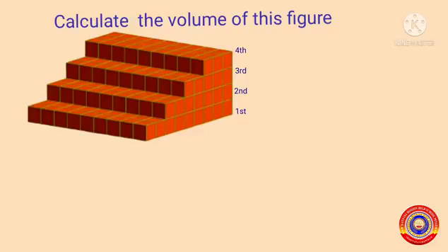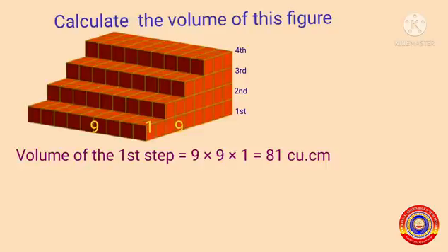In the first step, the number of cubes lengthwise is equal to 9, the number of cubes breadthwise is equal to 9 and the number of cubes heightwise is equal to 1. Then the volume of the first step is equal to 9 into 9 into 1. That is equal to 81 cubic centimeters. Like this, we have to find the volume of the other steps too.